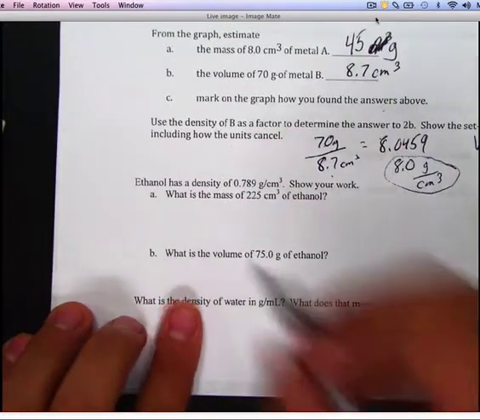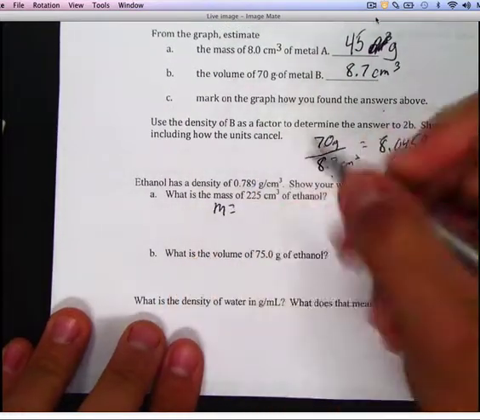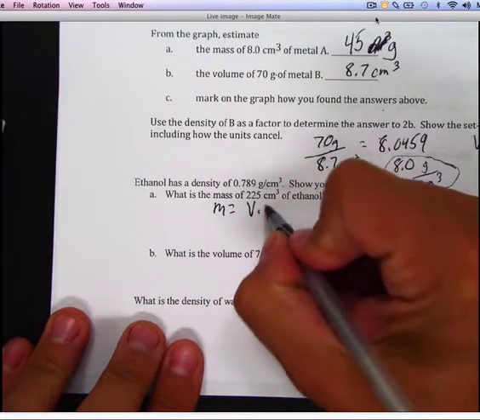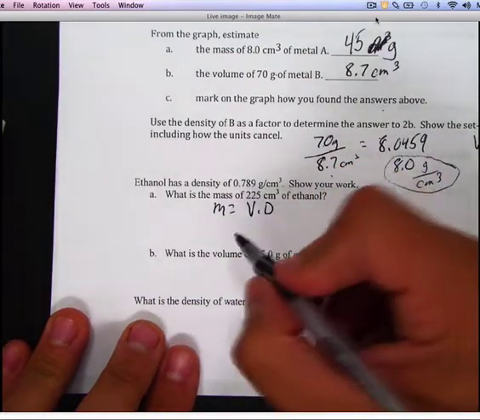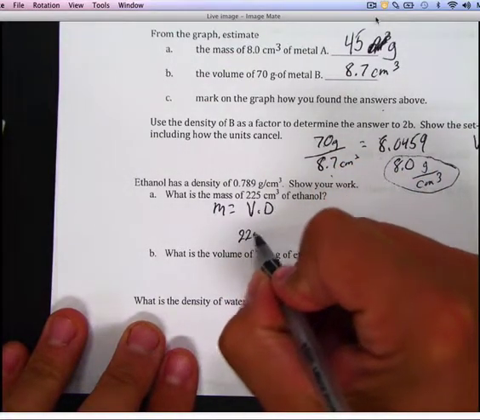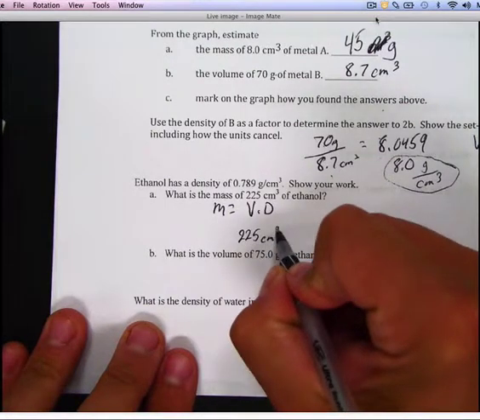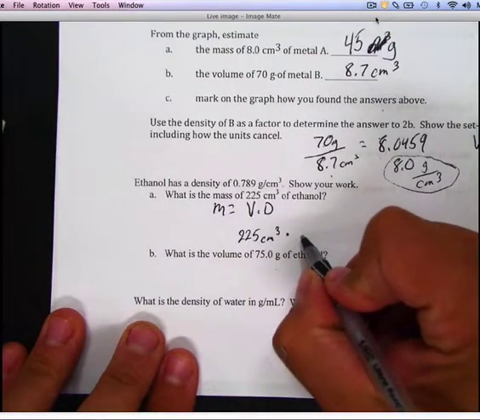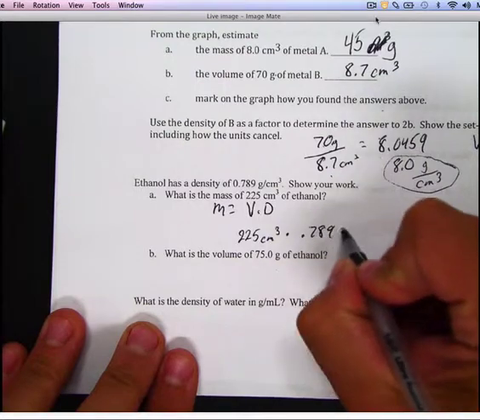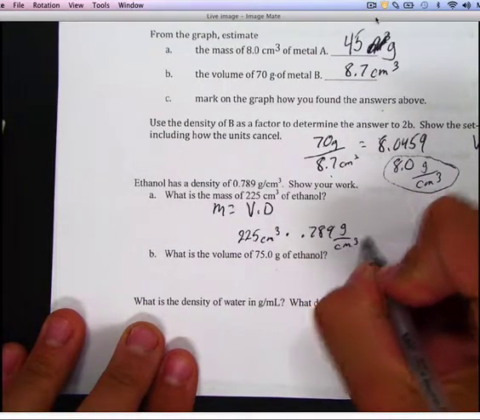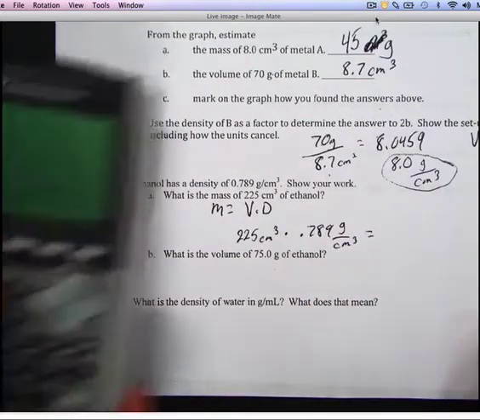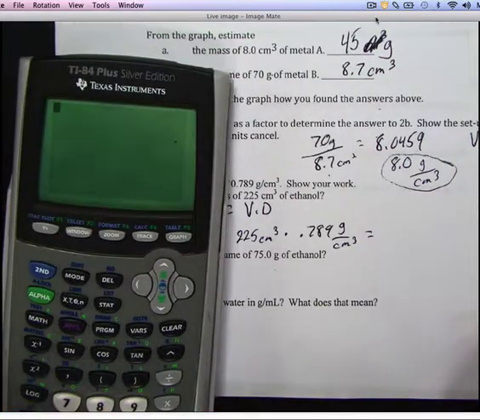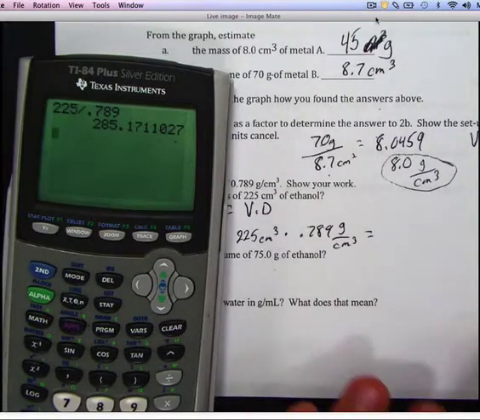So we're trying to find mass. Mass is equal to volume times density. So plug in your numbers. Well, for volume, I have 225 cubic centimeters times 0.789 grams per cubic centimeter, and I should get an answer. Let's punch it in our calculator, see what we get. 225 times 0.789. You should get an answer like that.